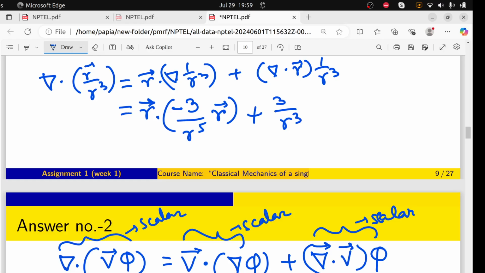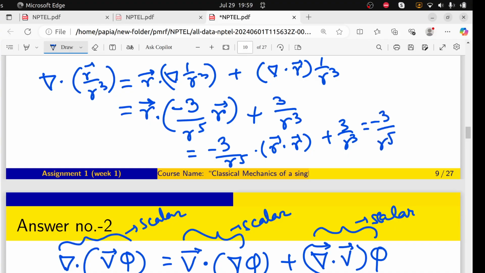If I calculate this a little bit more, you can see minus 3 divided by R to the power 5 and then R vector dot R vector, plus 3 by R cube. R vector dot R vector gives a scalar quantity, and that scalar quantity is R square. So minus 3 by R to the power 5 into R square plus 3 by R cube.